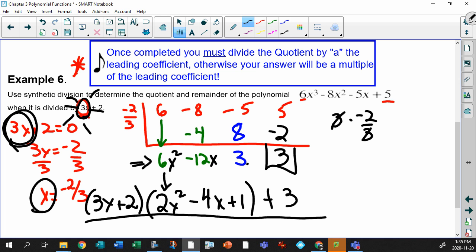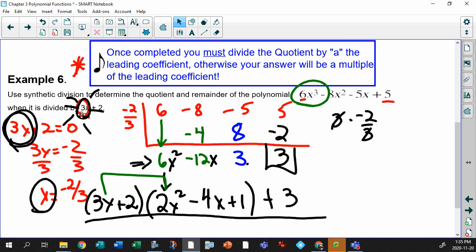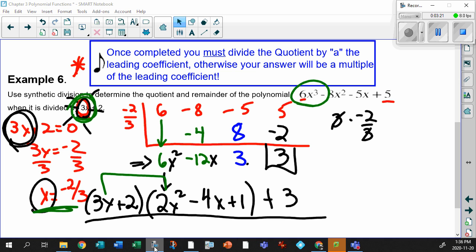And all you got to do is just do a quick check. Remember, look at your first one, 6x cubed. If you multiply this all out, look what you get right off the bat, 6x cubed. So you know you've done this right. Big things to remember. Solve this like you would normally, then at the end, look after that factor of 3 up front. Got it? Got it.